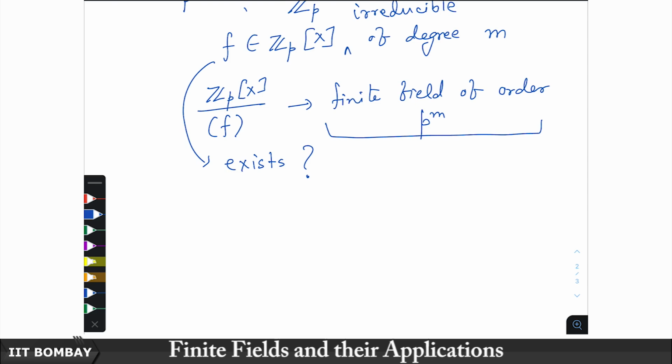Sanjay, is this notebook visible? Notebook is not visible, right? Okay.